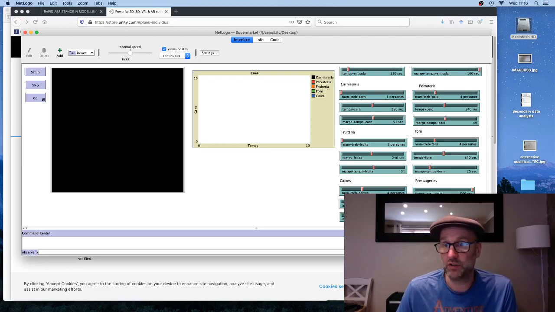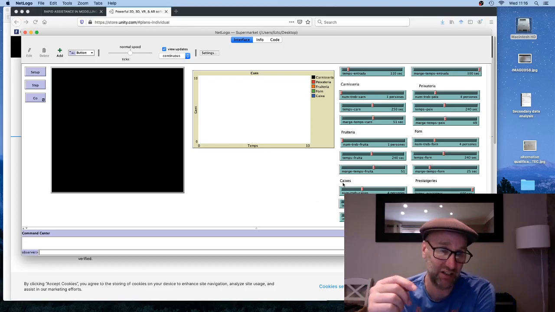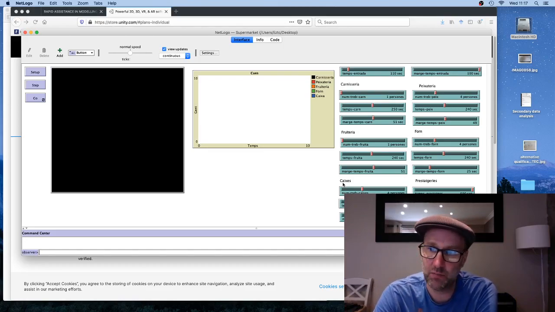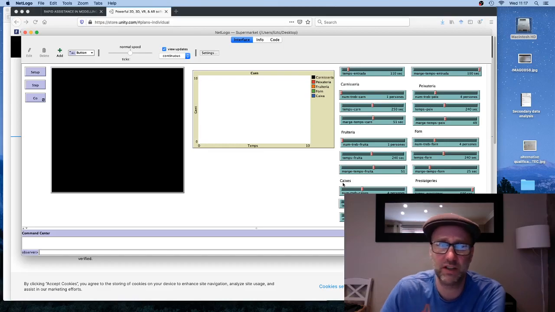So all I did was search for NetLogo supermarket, and this is the first hit that came up. And actually, I was quite surprised there wasn't that much. There were a few attempts to model supermarkets, but there wasn't as much as I would have expected.